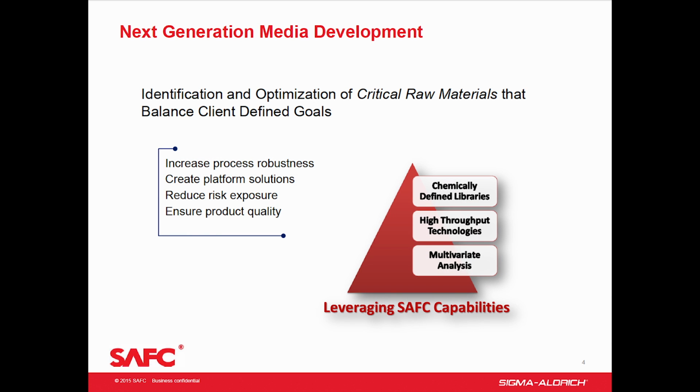So I'm going to describe our next generation of media development. This is the ability to identify critical raw materials to meet the goals. What we want to do is understand what each component in that formulation is actually doing and what kind of response you're getting out of it. I'll describe the tools and how we go about doing that. If you look at our capabilities, we have a very large chemically defined library. We have our high throughput technologies, and we also do a lot of statistical analysis, mainly around DOE and MVA, multivariate analysis. So there's a big bevy of tools that we can utilize to get the media formulations and feeds for our customers.